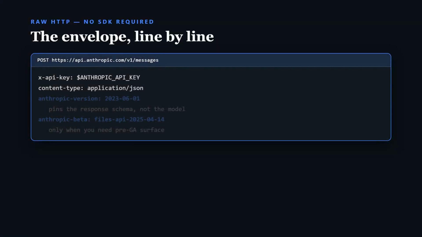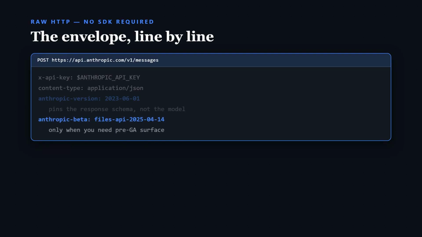Version pins the response schema, not which model you get. Anthropic can add new content block types or new stop reasons without a version bump, and pinning the version is what guarantees those additions arrive as unknown fields your parser can ignore, not as a breaking change.